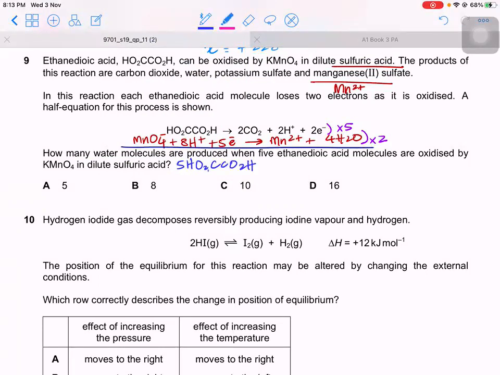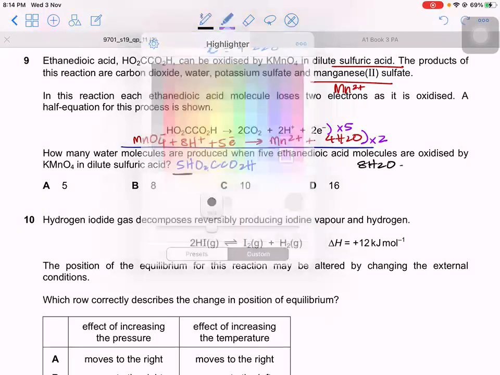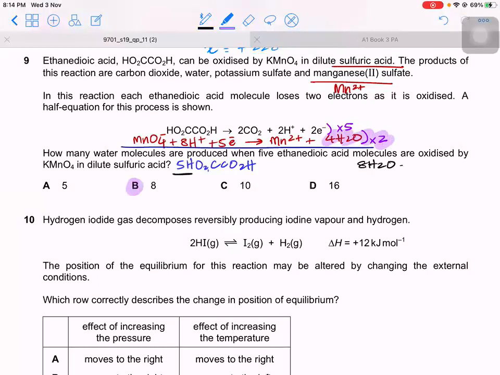And that's exactly what they're asking. How many water molecules are produced when 5 moles of ethanedioic acid are oxidized? So when 5 are oxidized, how much water is produced? 4 twos are 8. You don't need to write the overall equation. You can just find the moles of water, which will be 4 twos are 8 moles of water. Therefore, the answer is B.